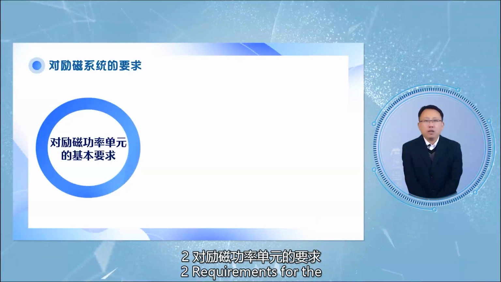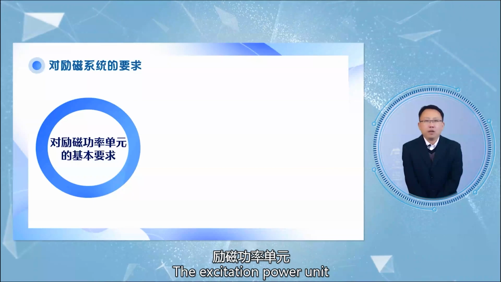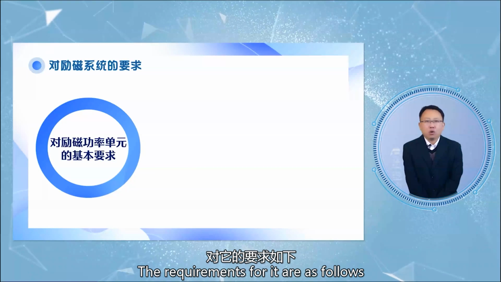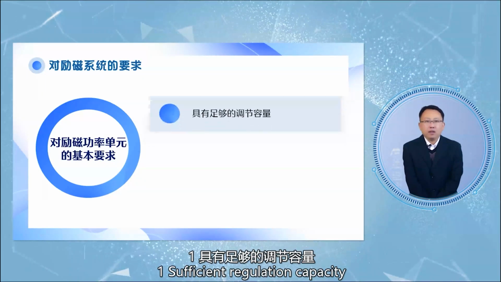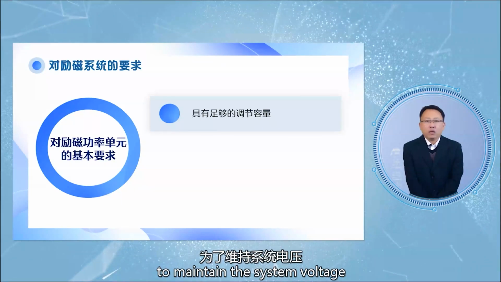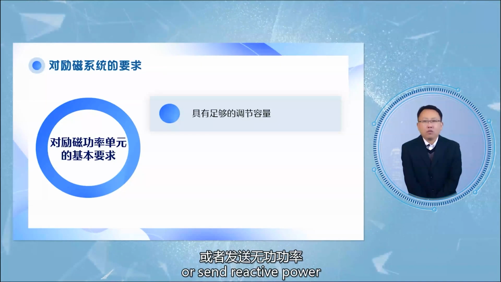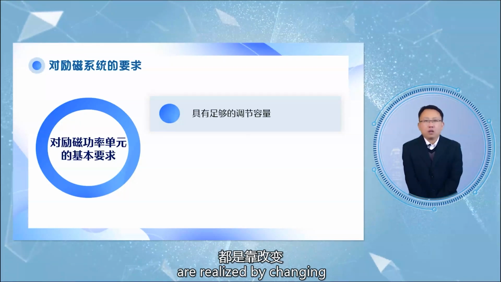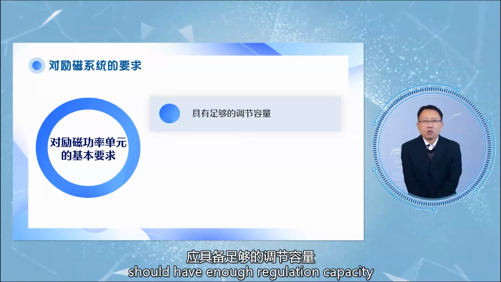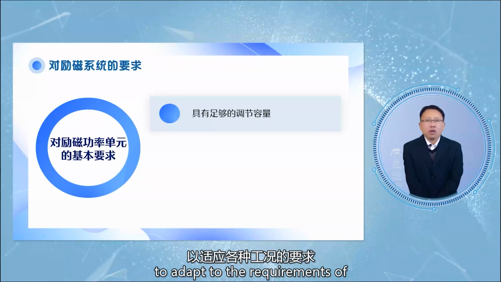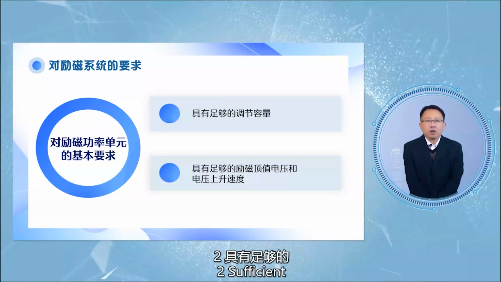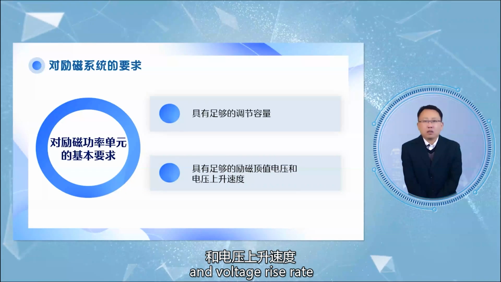Second, requirements for the excitation power unit. The excitation power unit is controlled by the excitation regulator. The requirements for it are as follows. First, sufficient regulation capacity. Generator in operation to maintain the system voltage or send reactive power are realized by changing the excitation current. So the excitation power unit should have enough regulation capacity to adapt to the requirements of various working conditions. Second, sufficient excitation ceiling voltage and voltage rise rate.